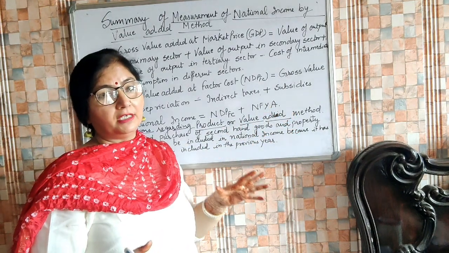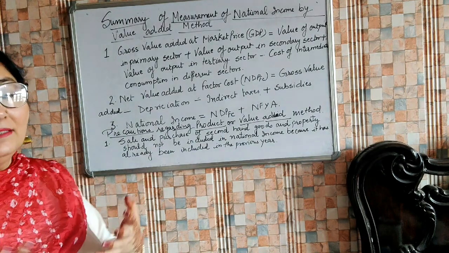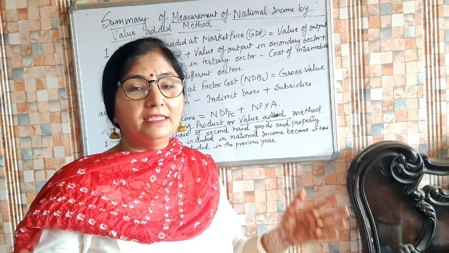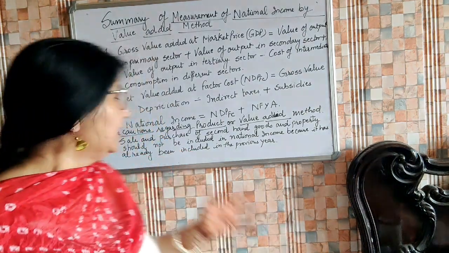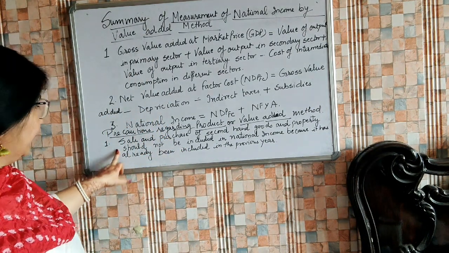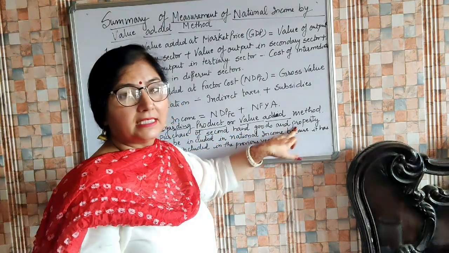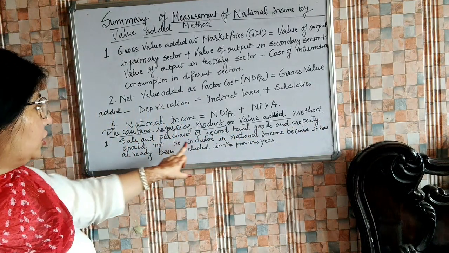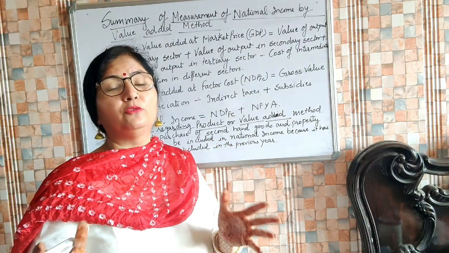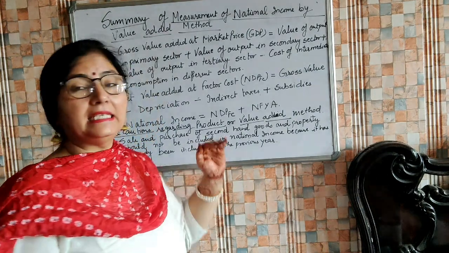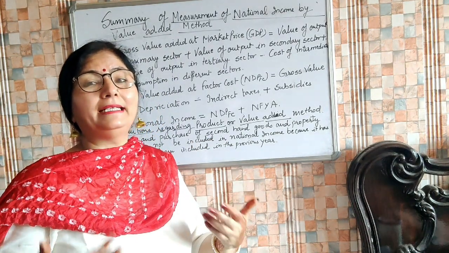लेकिन यहाँ पर हमें ध्यान क्या रखना है कि what are the things that are not to be included while calculating national income through value added method. So the first one is sale and purchase of second hand goods and property should not be included. Why is it not included? Because it has already been included in the previous year. So that will lead to double counting if we count it again.